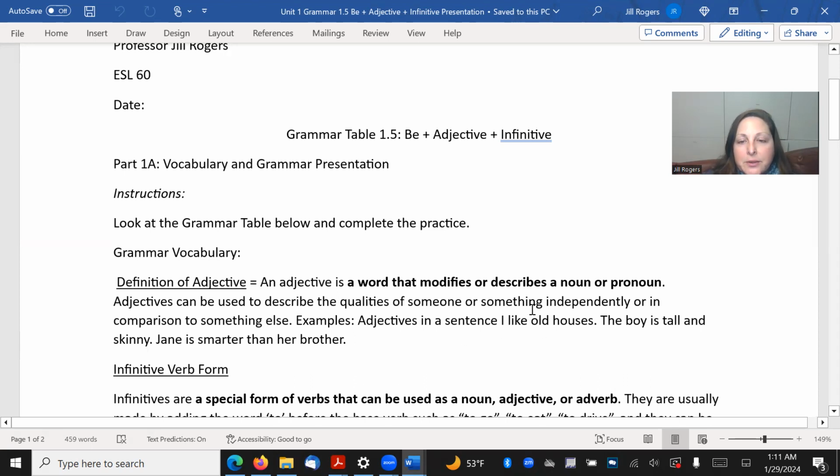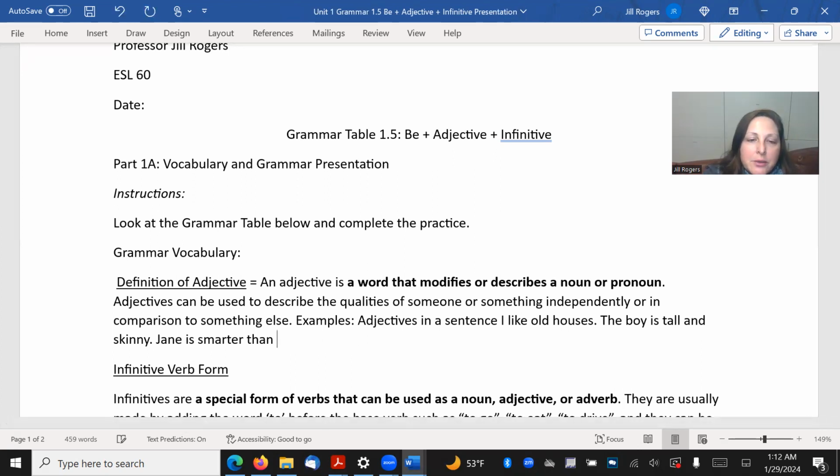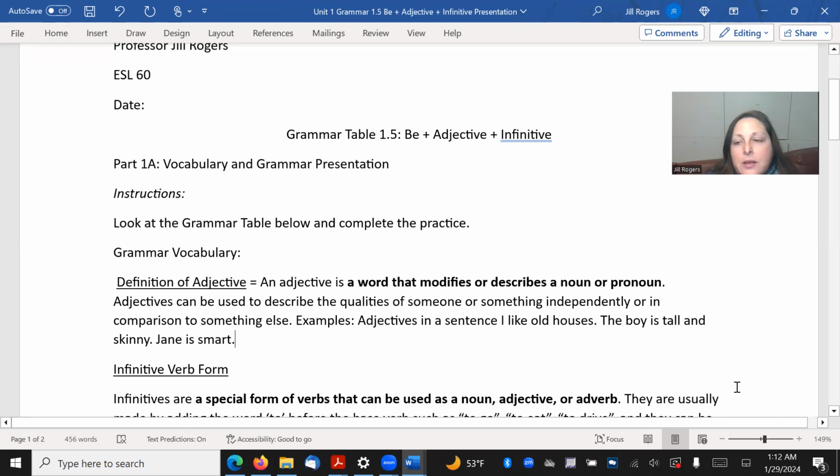I like old houses. What kind of houses? Old houses. Well, I don't like old houses. This person does. The next one. The boy is tall and skinny. Skinny, right? And the next example is Jane is smarter than her brother. Actually, we could just say Jane is smart. Sorry, that's a little too much. We're not going to talk about comparing just yet in that way. So Jane is smart. Okay, let's move down.